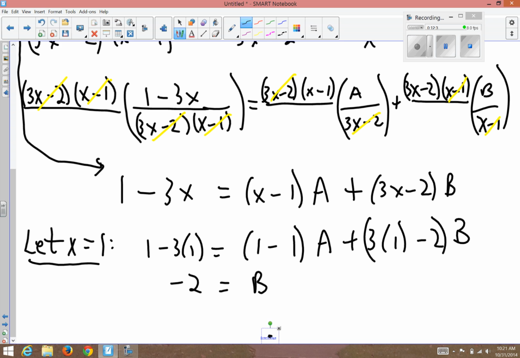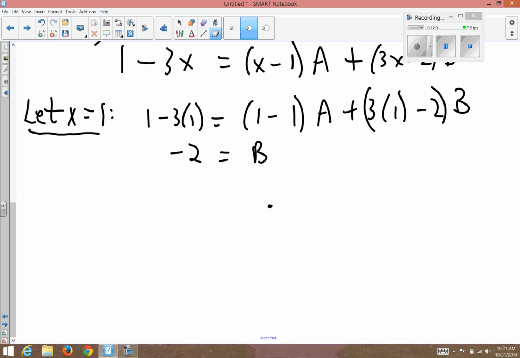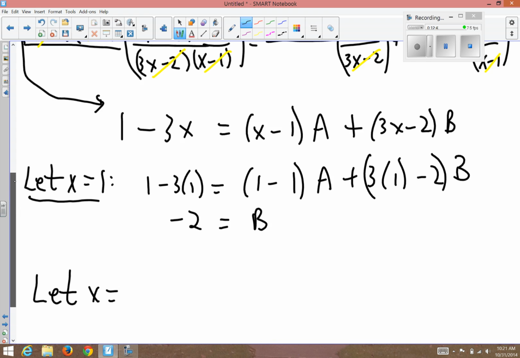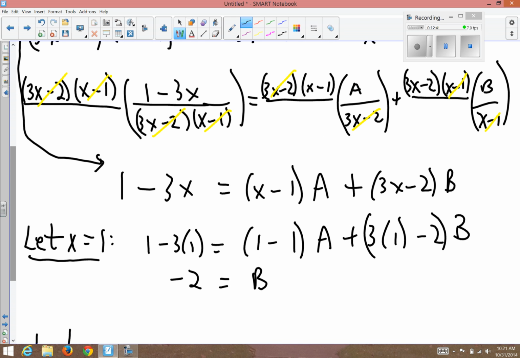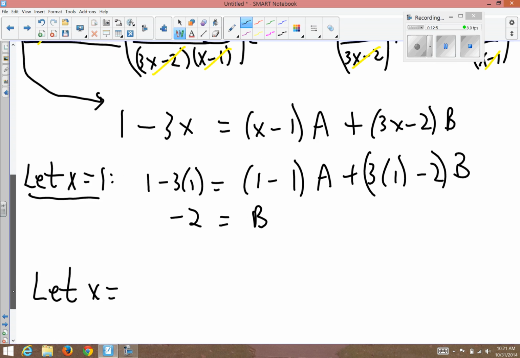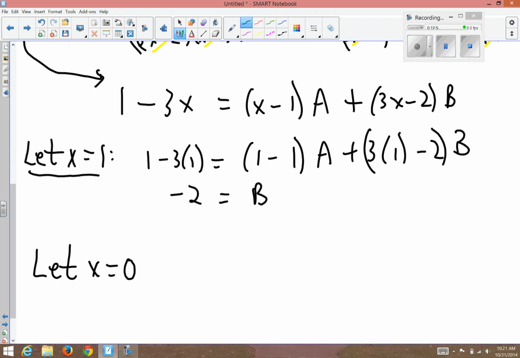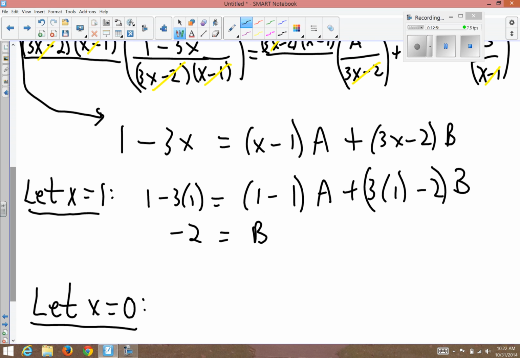Let x equal some other number. Any number you want. Now, the clever people will use 2/3. Because when x is 2/3, this will be 0. But I just want to show you that if you don't think of that, any number works. I just put 0. When x is 0, the left side of the equation is 1 minus 0. When x is 0, the right side of the equation is negative 1a minus 2b.